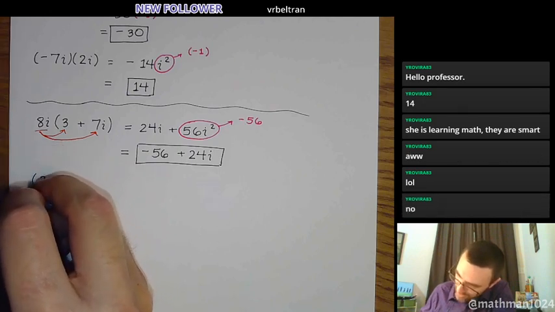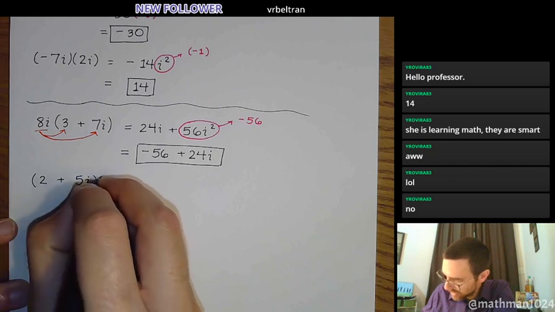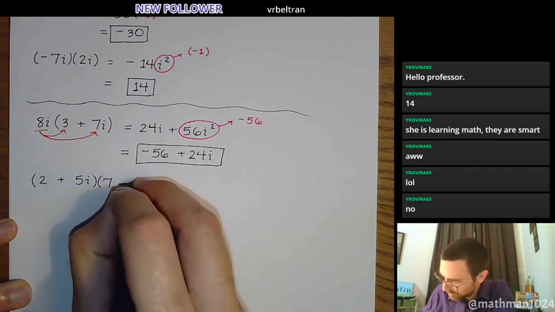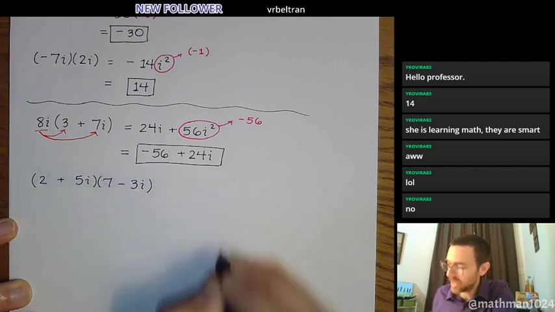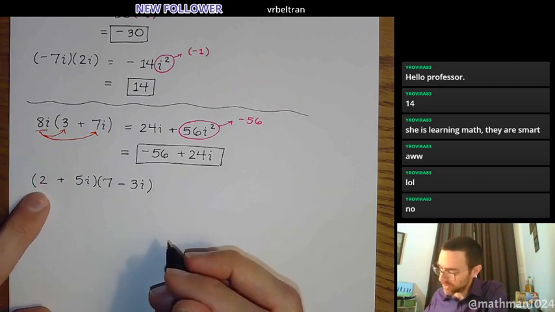Until we do something like this. So if I take 2 plus 5i times 7 minus 3i, we remember our multiplication of polynomials from a long time ago. All we need to do here is FOIL, right? We were even doing some of this yesterday. So let's FOIL this. Let's take the 2 and distribute.